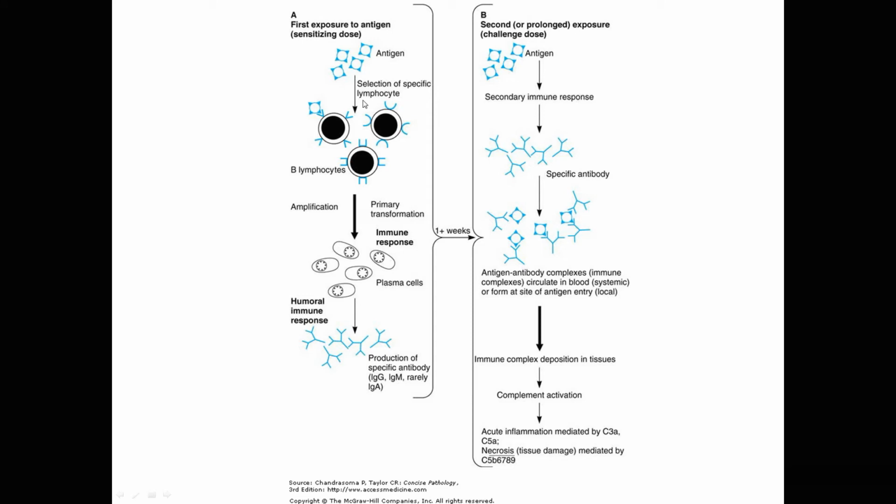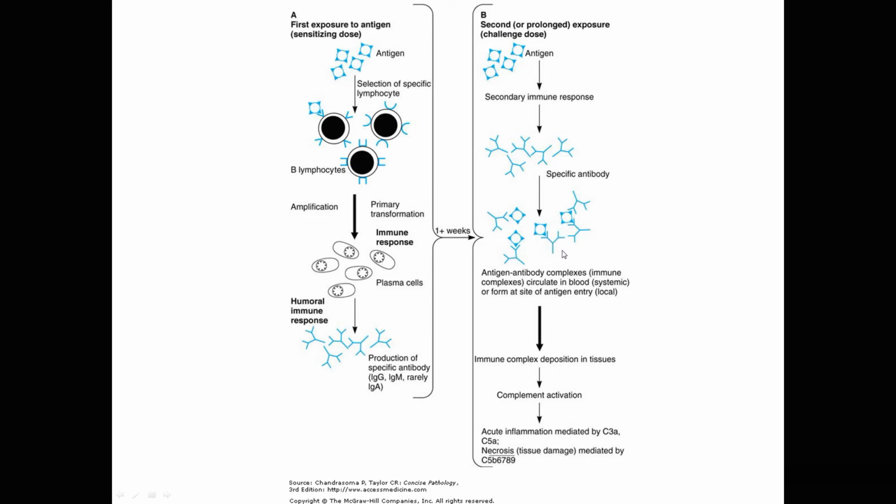The first exposure: sensitization, selection of B lymphocyte clone, primary transformation, plasma cell generation, humoral immune response, and production of the antibodies, IgG and IgM. The second or prolonged exposure of the antigen will produce the secondary immune response. The specific antibody is released and will bind to form the complexes, antigen-antibody complex.